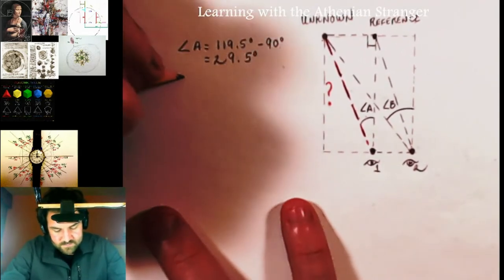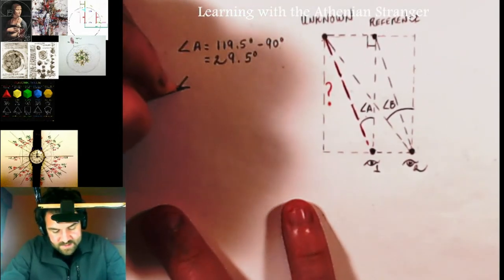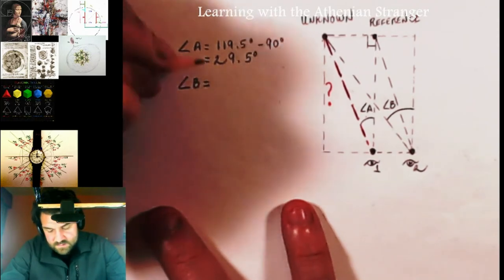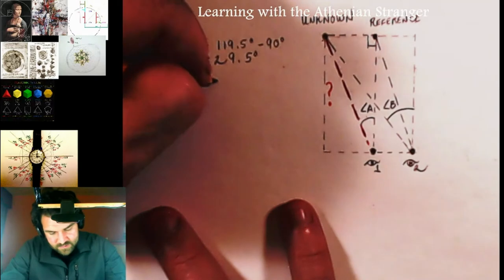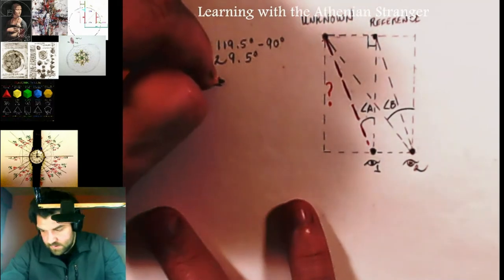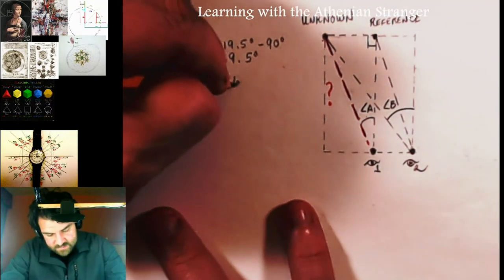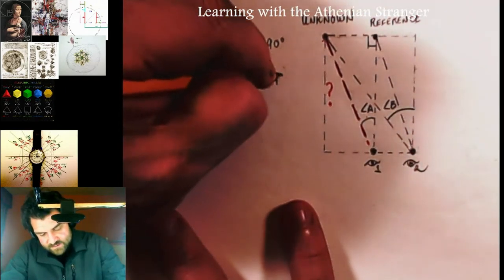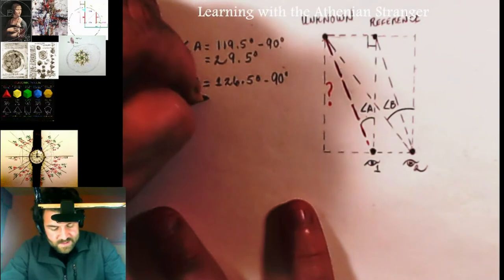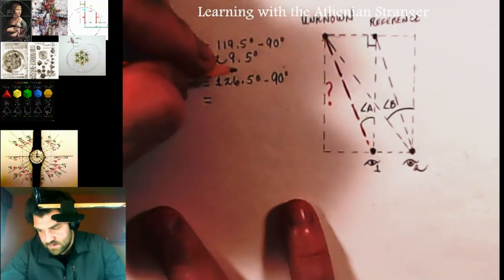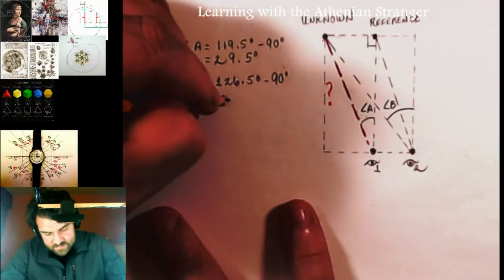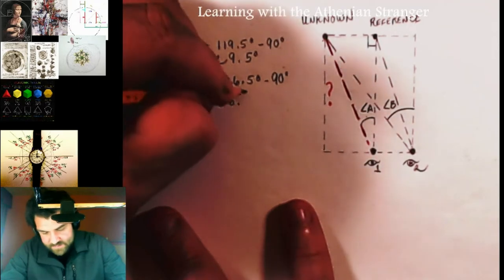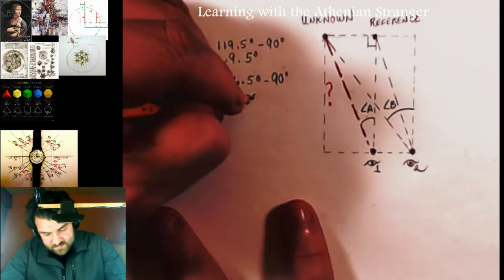So let's go fill that in. That was an angle that I took in the field, angle B. And angle B was measured initially at 126.5 degrees. Of course, I've got to subtract out 90 degrees. And that gave me an angle B measurement of 36.5 degrees.